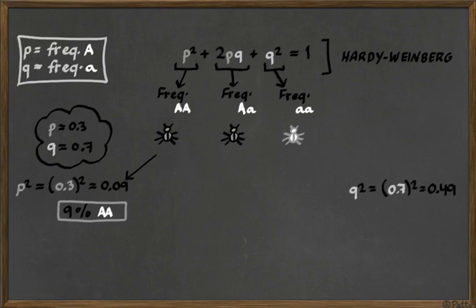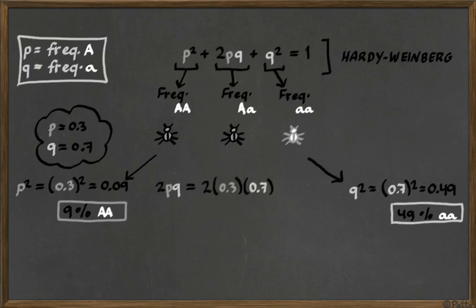So Q squared should be 0.7 squared, so in this case 0.49, 49%. And the heterozygotes, 2PQ, should be 2 times 0.3 times 0.7, which equals 0.42. That means that the heterozygotes, 42%, are going to be the number of heterozygotes in the population. That's the idea of the Hardy Weinberg principle.